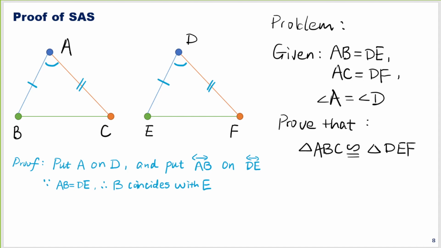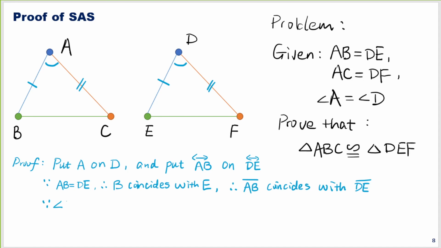Can you follow me? Because AB equals DE, then B must coincide with point E. Therefore, we know the segment AB must coincide with the segment DE, right? So this proves one segment is on top of the other. And then let's have a look at the other two segments.